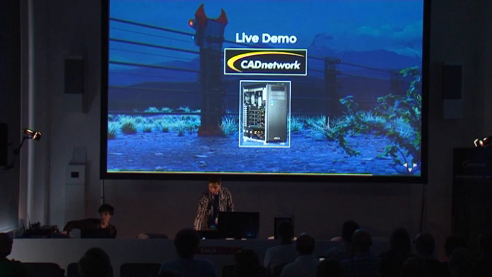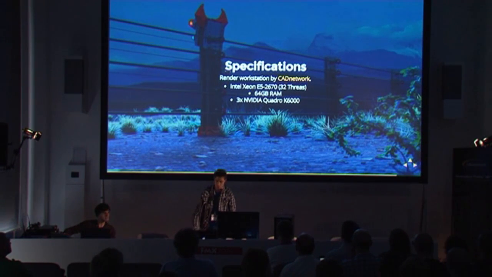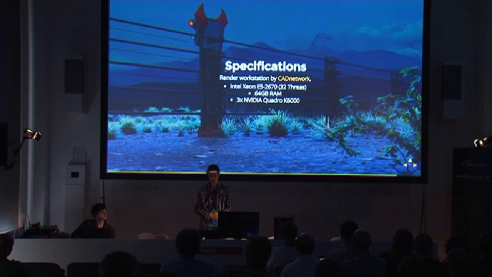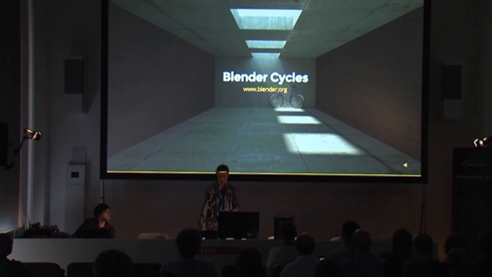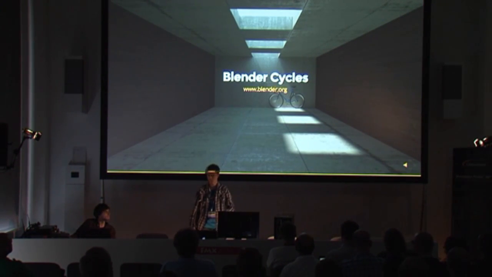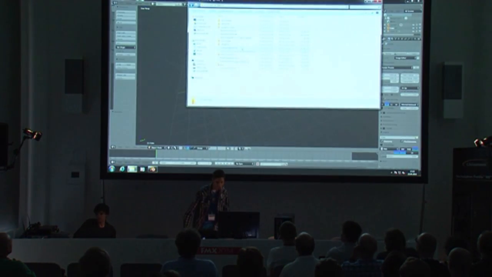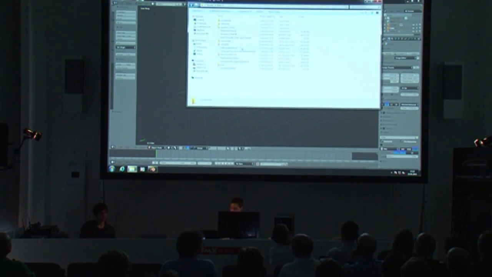Okay, now we will have a live demo soon. We will have this great workstation here from Cut Network. The workstation is equipped with 2 Intel Xeon processors with 16 cores in total, which makes it 32 threads. We have 64 GB of main memory and 3 NVIDIA Quadro cards. Alright, so that's the presentation part of my talk here. Now we'll switch to the workstation and show you some scenes in live action.